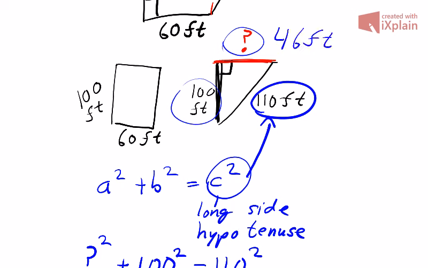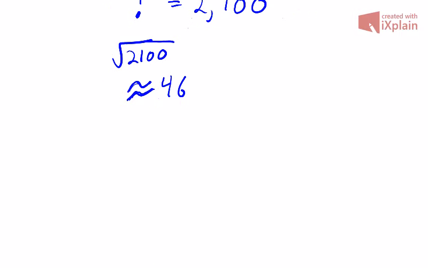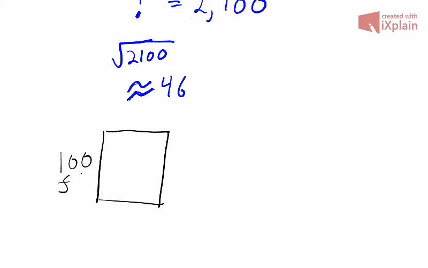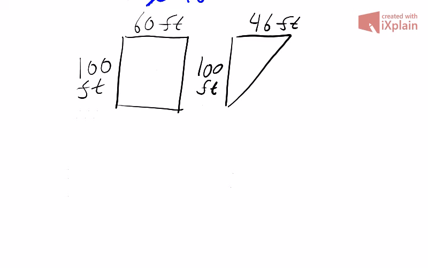which is really good. So I'm going to redraw this a little bit further down so we have a little more room to work. I have my rectangle here, which is 100 feet by 60 feet. I have my triangle, which I now know is 100 feet by 46 feet. So now I can do the same thing I did for the first problem. Just find the area of these.